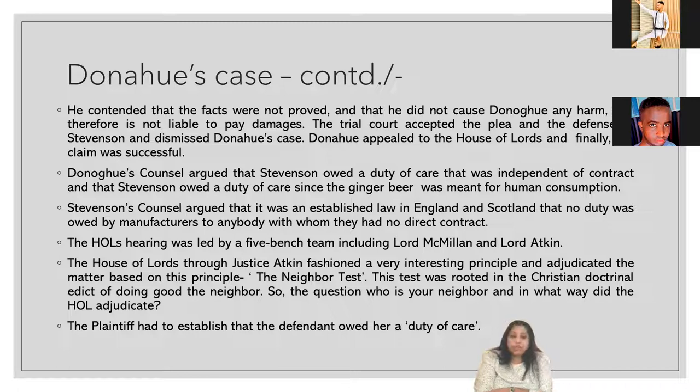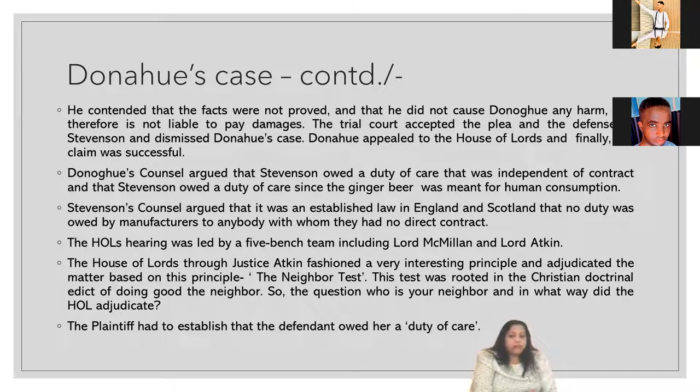Because what Stevenson argued was, well, we did not have any personal contract with Donahue. So when there is no contract existing, why should we pay the amount to her? But the counsel said, whether or not there is a contract is not the matter of concern here. The matter of concern here is that Stevenson owed a duty of care since he was a manufacturer of ginger beer, and he owed a duty of care to anyone and everyone who consumes a ginger beer because it is meant for human consumption.